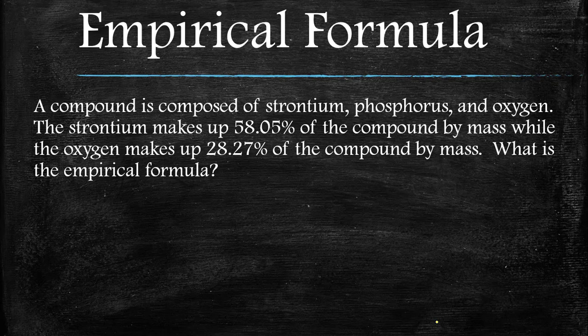Now for the last example. You have strontium, phosphorus, and oxygen. The strontium is 58.05% of the compound. The oxygen is 28.27%. What's the empirical formula? Stop, get your answer, come back, check it, we'll walk through it. Go. And the answer is strontium 3, phosphorus 2, oxygen 8.